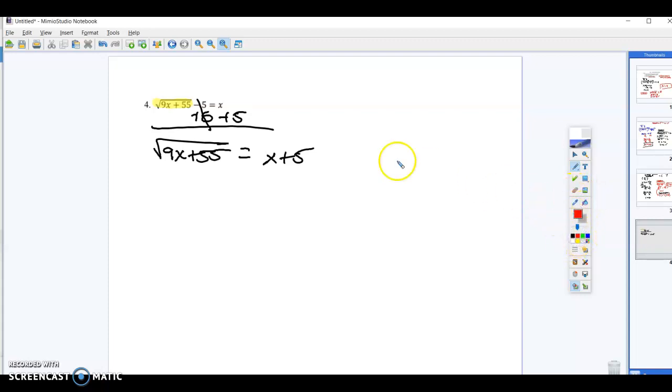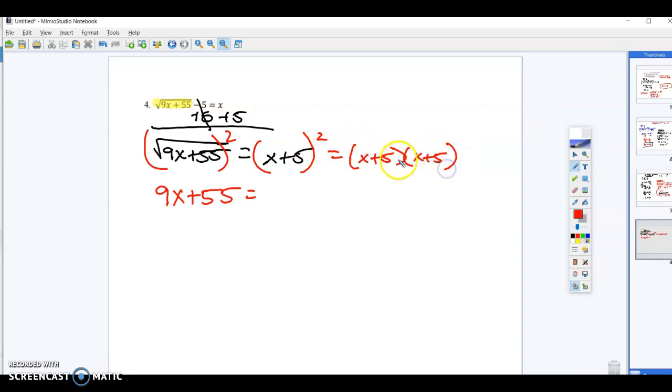Now, step 2 says to square both sides. We're going to take this side and square it. We're going to take this side and square it. So over here, we know that a square root and a square are going to cancel out. And that's going to give me 9x plus 55 equals, over here, x plus 5 times x plus 5. So when we multiply this out, we're going to get x times x and x times 5, 5 times x, and 5 times 5.